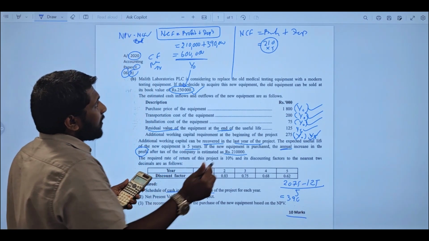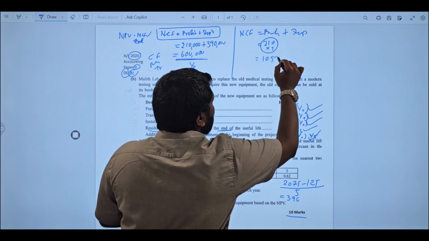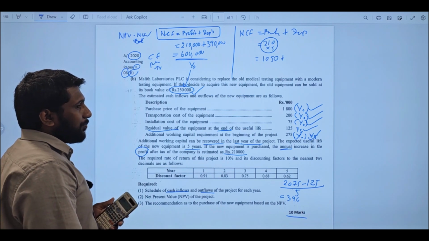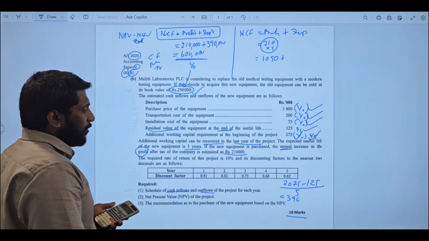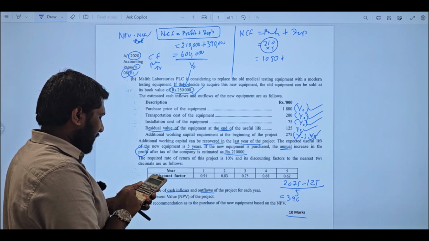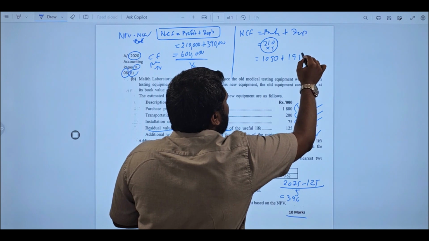210,000 into 5. So the total profit that I am getting is 1050. So you can add back the total depreciation. So what is the total depreciation? If not the depreciable value, 2075 minus 125. That's the total depreciation, 1950.